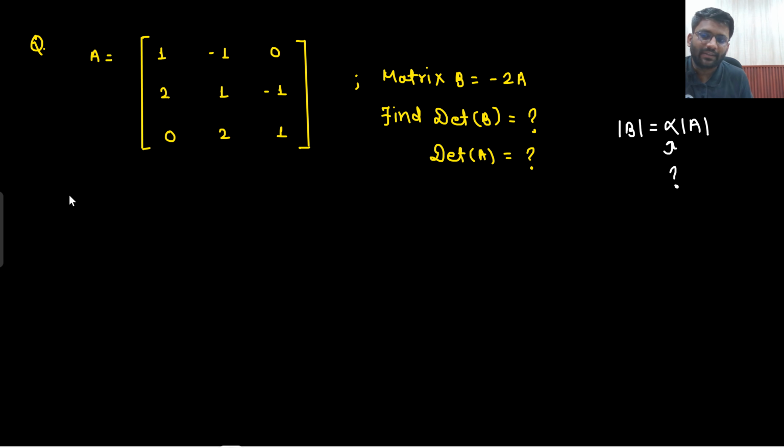So matrix A is given. Can I find out the determinant of A? Yes, I can do it very easily. So this is 1 into 1, this will become 3. Then this minus will become plus, so this will become 2. So the determinant of A is coming out to be 5.